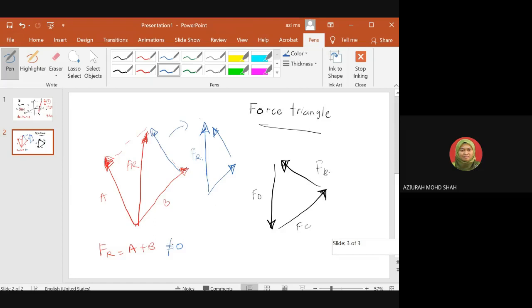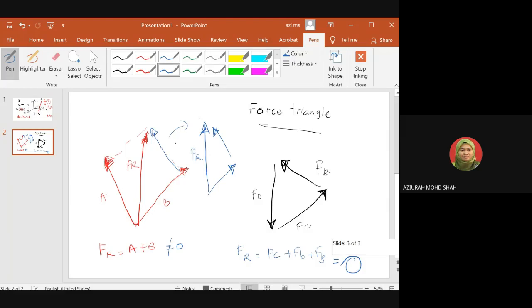Yang ni dia tak equal to 0 lah sebab kita cari dia punya magnitude dia. Kita cari. This one, there's no FR. Mana ada FR dalam you punya diagram ni? Tak ada pun FR. Tapi kita tahu dekat sini FR is equal to FC campur FD campur FB is equal to 0.